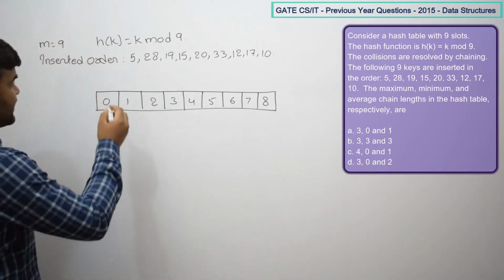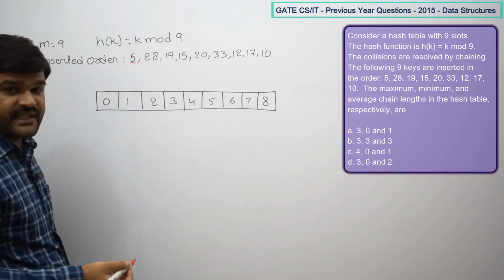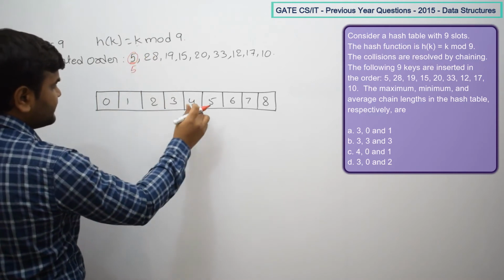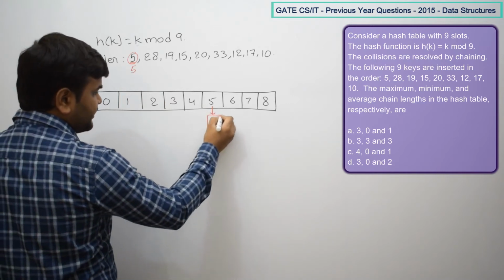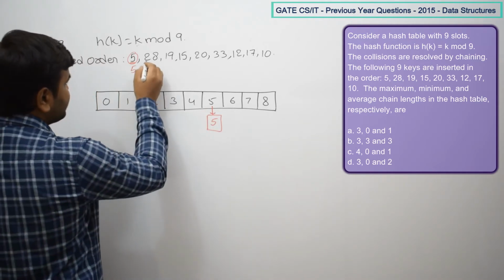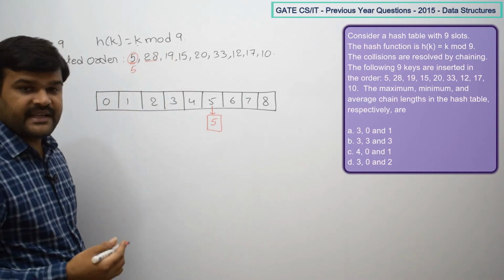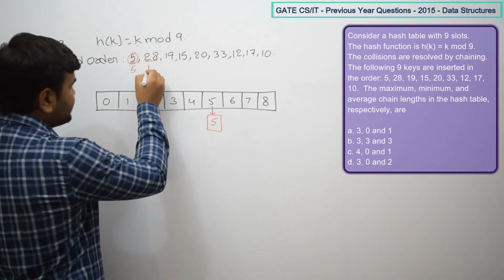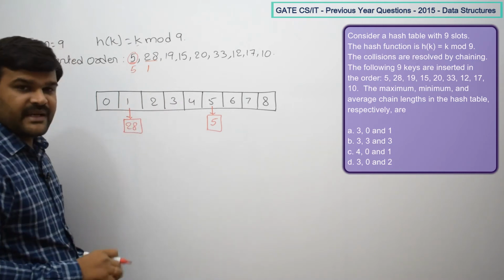First of all, 5. 5 is the k value. 5 mod 9, what do we get? Remainder 5 only, right? That means this element we store at the 5th location, in a linked list form, that means chaining form. Now the next element is 28. 28 mod 9: 9 3s are 27, remainder is 1. So in the first location we are going to store 28 by using chaining.